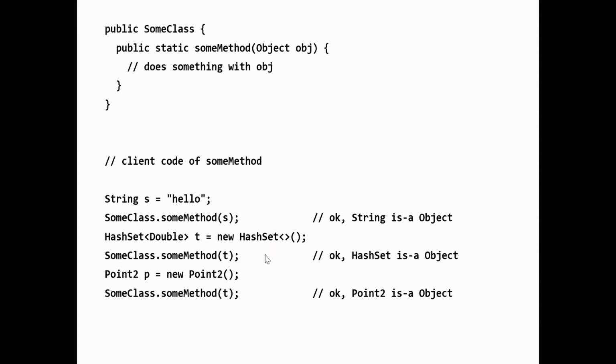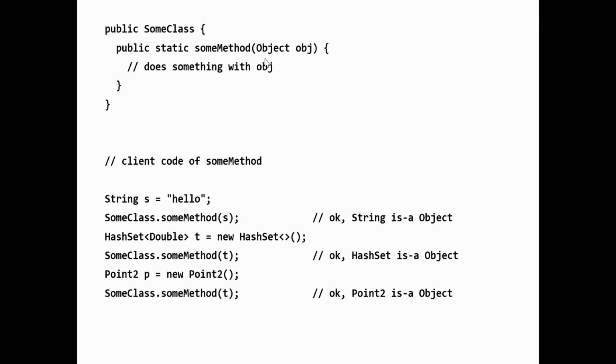Now what about HashSet? HashSet is definitely not a string, but it is an Object. So we can pass a HashSet, this object T, to this method and everything works just fine. Similarly, we have this class Point2. Point2 is not a HashSet or a String, but it is a big O Object, so I can pass it to that method right there, and everything will work just fine.